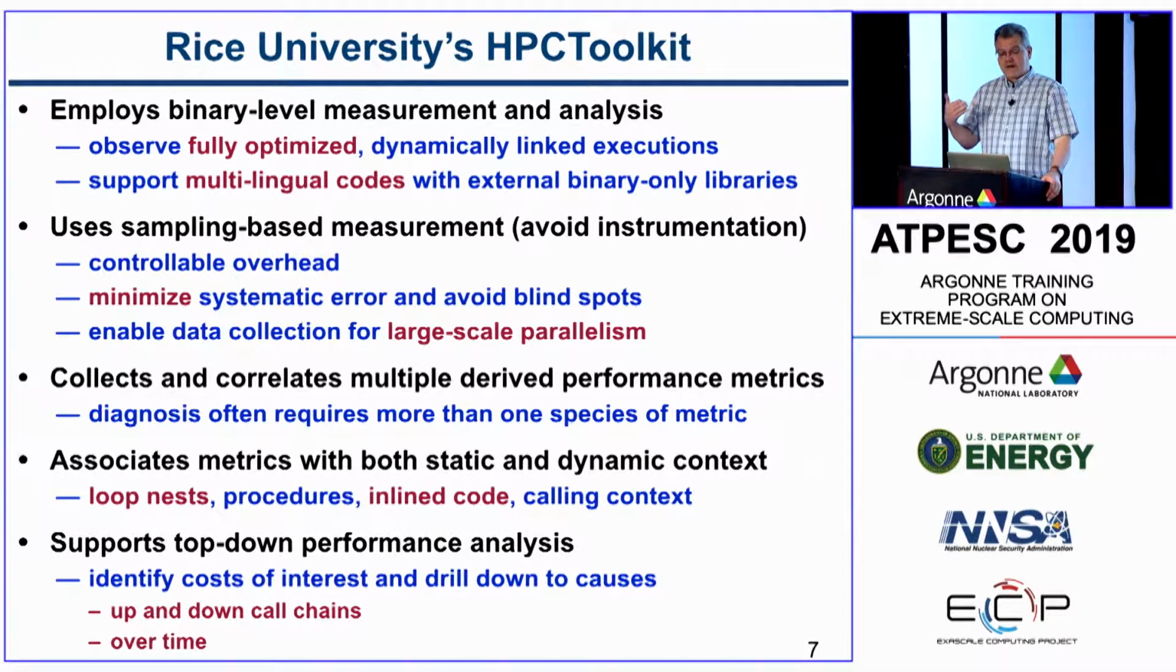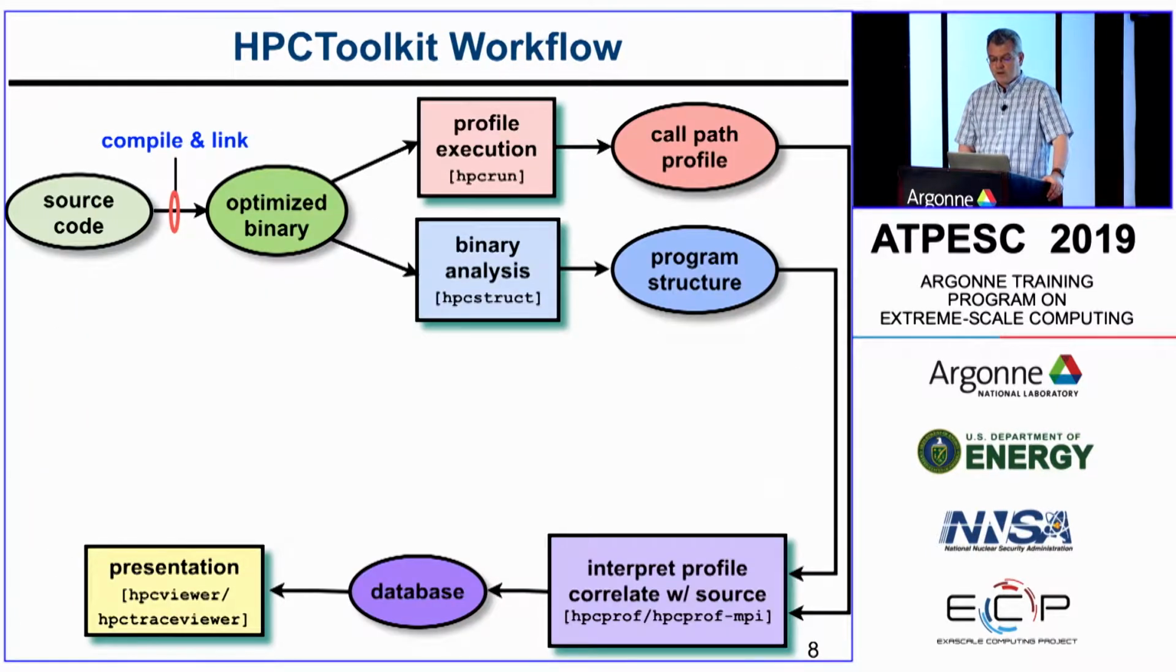So we have the dynamic calling context, and then we also associate costs with procedures and lines, which is standard, but we also associate things with loop nests as well, which is not. And to do so, we employ binary analysis of the application. Our tools support top-down performance analysis, so you can identify things of interest, and then you can drill down to their causes by moving up and down call chains or moving back and forth across time. All this will become a little bit clearer once you see a few demos. So let me show you how the tool is organized and how to use it.